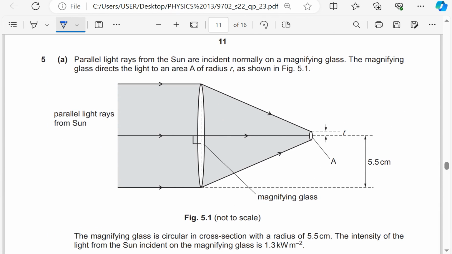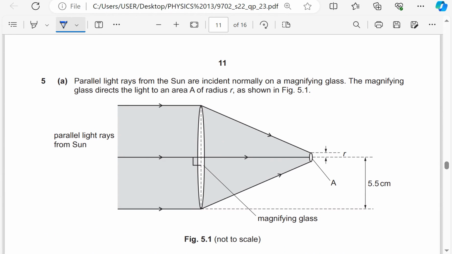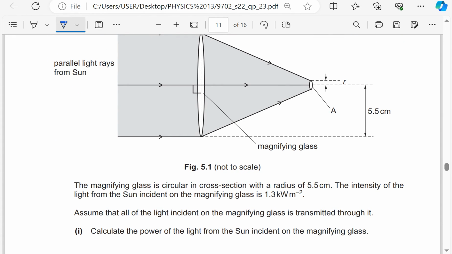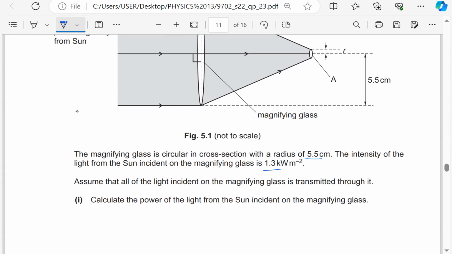Question 5, I think this should be waves. While light rays from the sun are incident normal on a magnifying glass, the magnifying glass directs the light to an area A of radius r as shown in the figure. The magnifying glass is circular in cross-section with a radius of 5.5 centimeters. The intensity of the light from the sun incident on the magnifying glass is 1.3 kilowatts per meter squared. Assume that all of the light incident on the magnifying glass is transmitted through it. Calculate the power of the light from the sun incident on the magnifying glass.